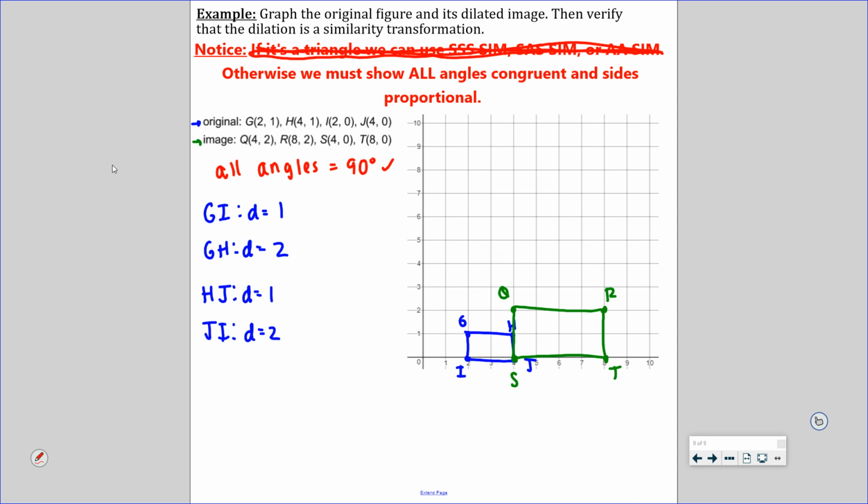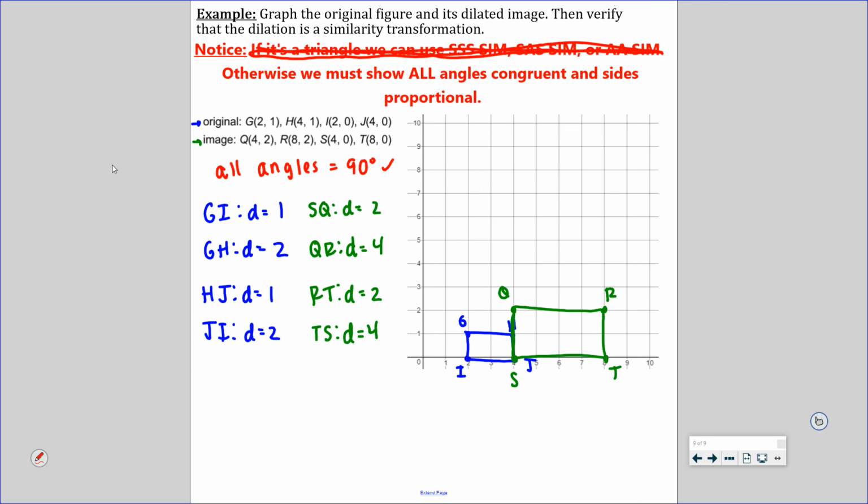Okay, I'm going to put the corresponding ones over here for the image. So GI corresponds to SQ. GH, the top piece, corresponds to QR. HJ is RT. JI is TS. Okay. SQ and RT are both 2. QR and ST are both 4. All right, so at least we didn't have to use distance formula there for this one. At least they were all easy to calculate.